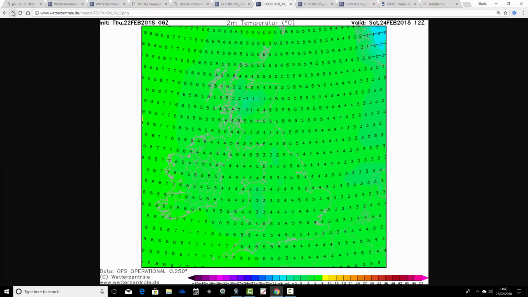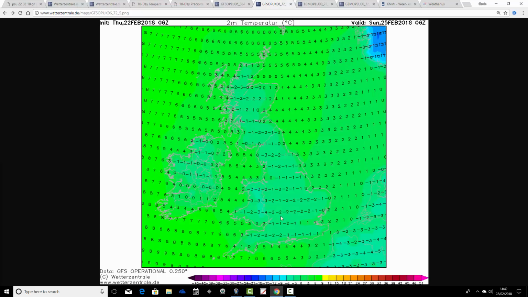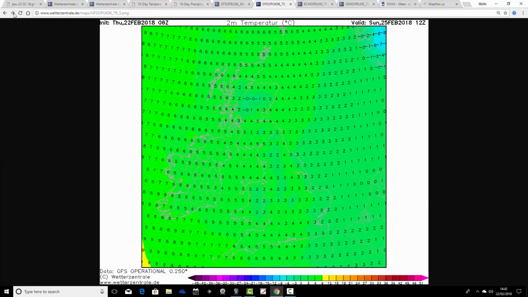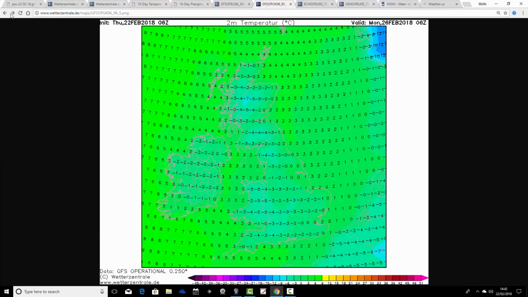Another widespread frost tomorrow night. Saturday, again, around 4 or 5 degrees. And then another widespread frost on Saturday night. Not particularly hard, but again, going down to around minus 3, minus 4. Certainly possible. Then Sunday, it's a colder day on Sunday, with many of us getting temperatures of just 2 or 3 degrees.